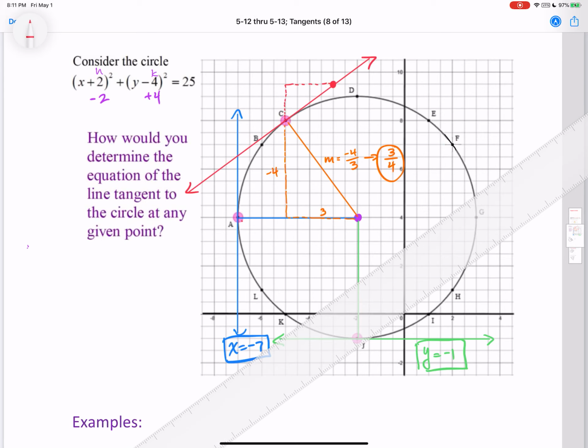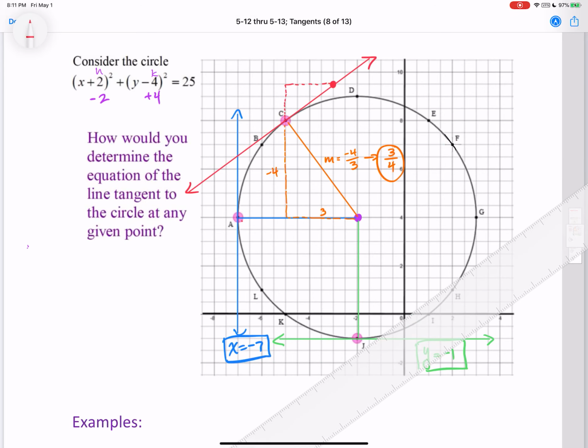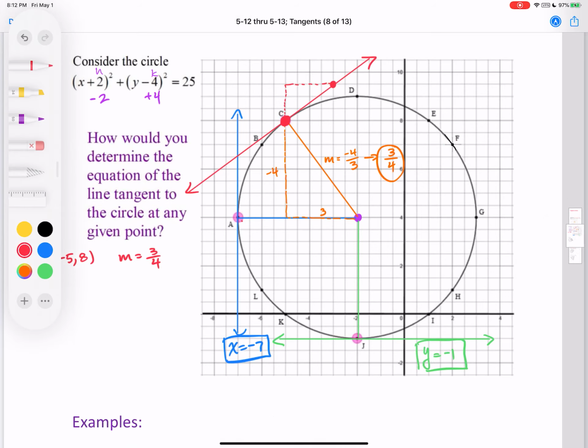Okay, so to figure out the equation of this tangent line, we're going to use the point that we know, and that point is going to be at point C, and that point is located at (-5, 8). And we also know the slope of this tangent line. The tangent line has a slope of 3/4. That's what we just found out. Now I'm going to use my point slope form in order to come up with my equation here. So if you don't know what point slope form is, I'm going to write it out.